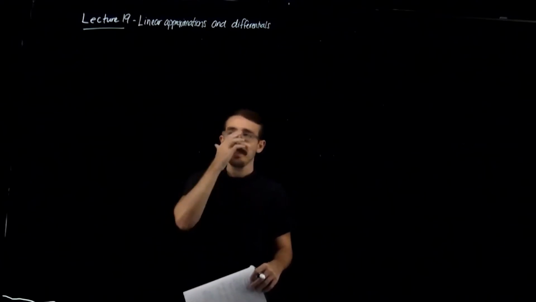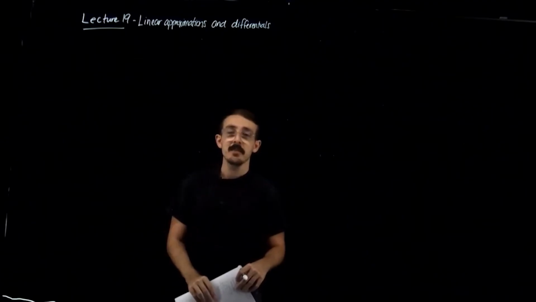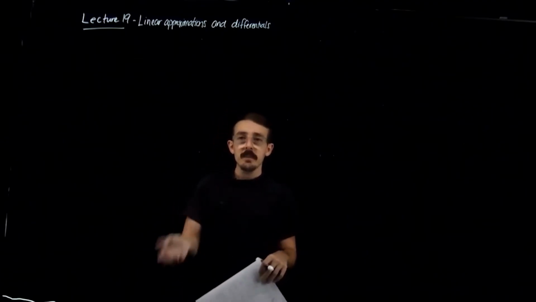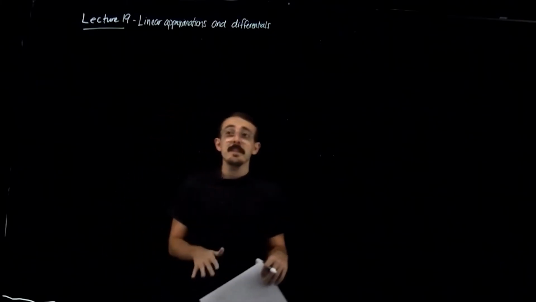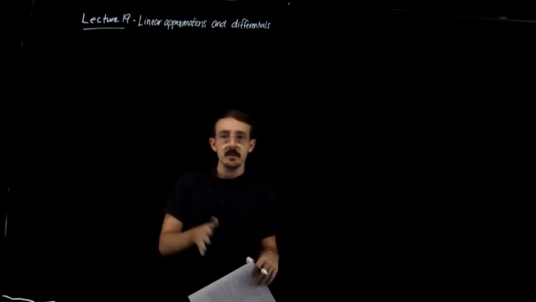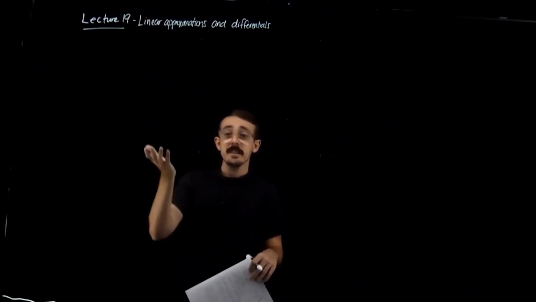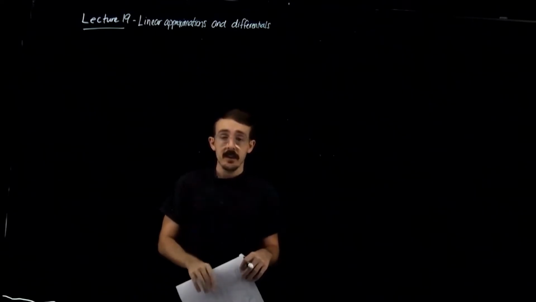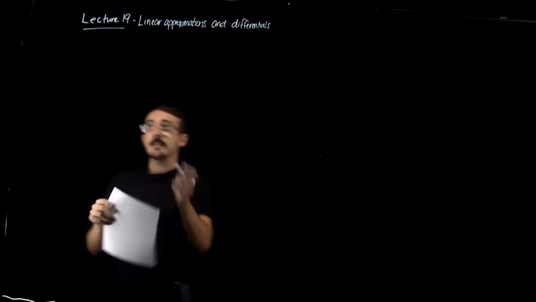Welcome back, everybody. In lecture 19, we're going to be talking about linear approximations and differentials. So we briefly talked about linear approximations back in lecture 9. This was using the tangent line to get a rough estimate of what the value of a function would be near a particular x value. So this is exactly what the linear approximations are going to be here, and we're going to give a name to them. So let's go over the idea first.